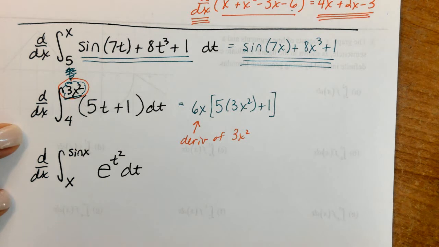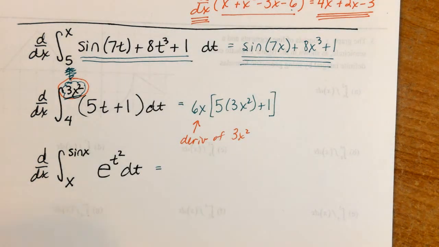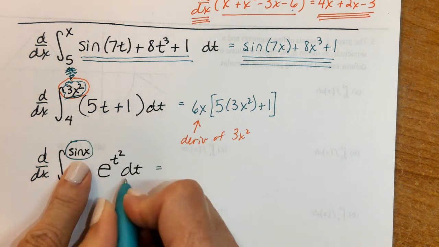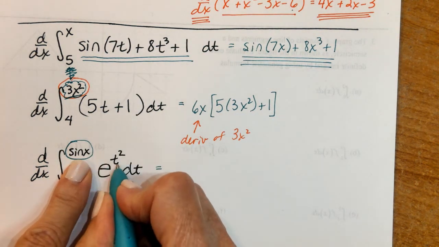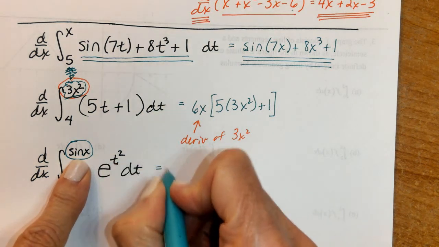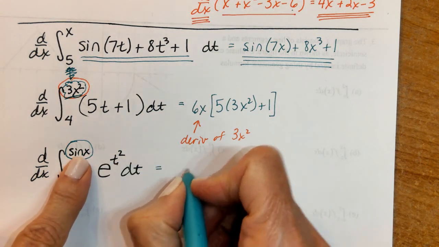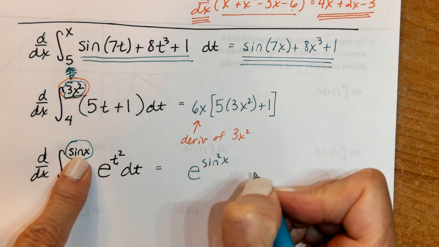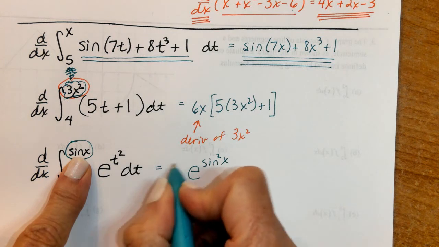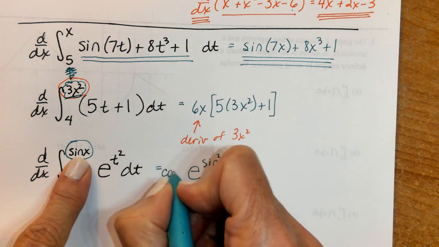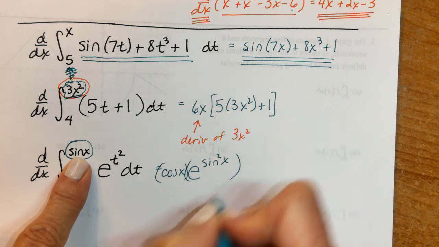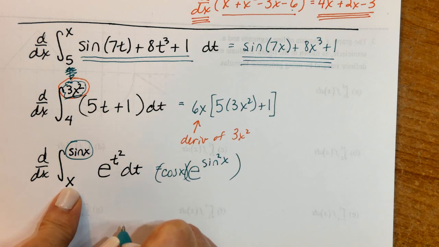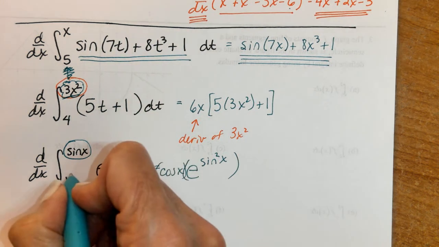Okay? So, I'm going to begin at my top boundary, replace t with sine x. I'm leaving a space because I know I'm going to have a chain rule here. e to the sine squared x times the derivative of sine x. The derivative of sine x is cosine x. This is not just a number this time. That means it's going to come into play.